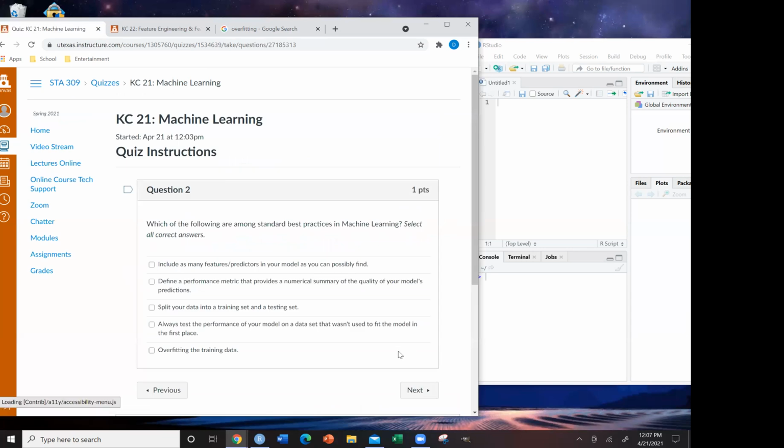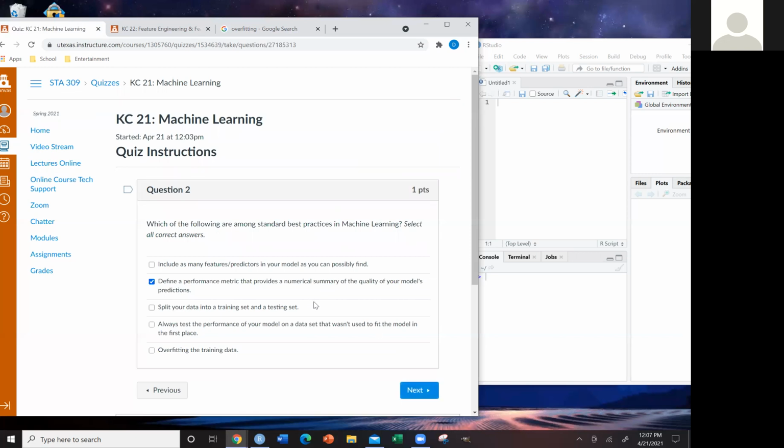Which of the following are correct among standard best practices in machine learning? Select all the correct answers. Include as many predictors and features in your model as you possibly find. Absolutely not. That, again, is what leads to overfitting. We do not want to include as many predictors and features in a model as possible. That is what leads to overfitting. So 1 is false.